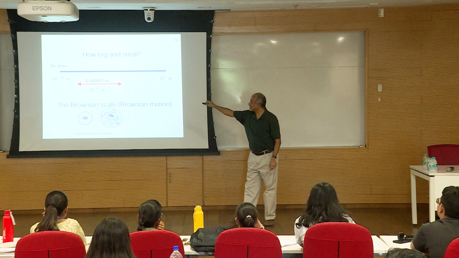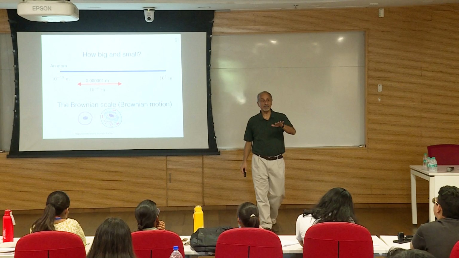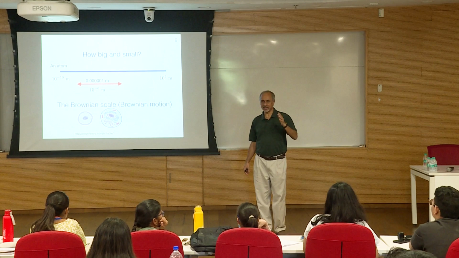The size of cells is 0.000001 roughly. It's important enough to have its own name. It's called a micron. So if anyone asks you how big is a cell, then it's roughly around 1 to 10 microns, depending upon the cell. The smallest cells are bacteria, which are pretty much about a micron in size. That's one way to remember it.